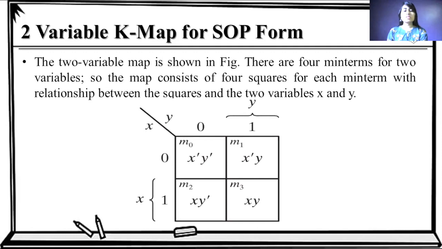For x equals 0, y equals 1, we have m1, x dash y. For x equals 1, y equals 0, m2, x y dash. And for x equals 1, y equals 1, m3, x y. So this is how we can cover all the possible combinations in these squares, and this is how we can make a two variable K-map for SOP form.